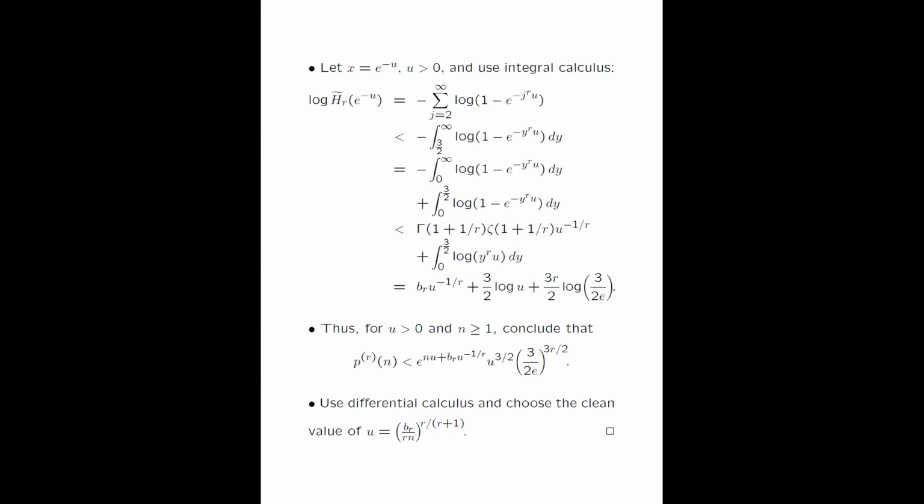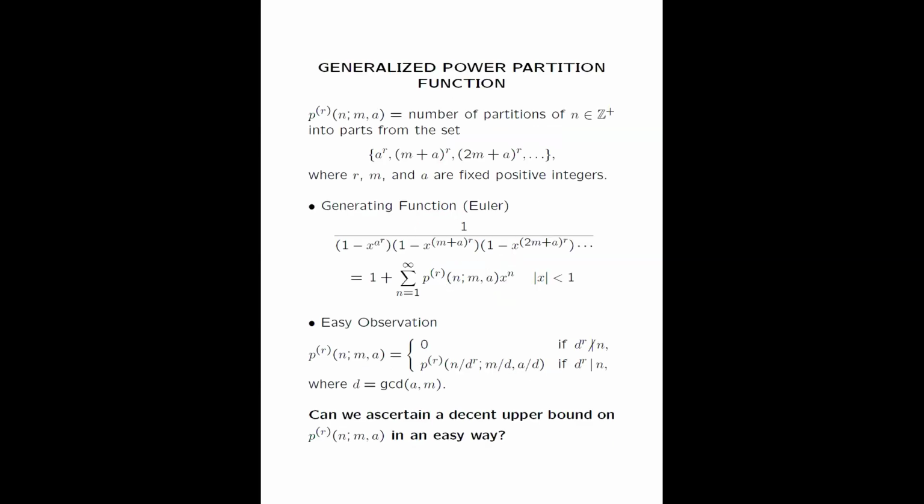Yes. Okay, so let's generalize it a bit. So here's the generalized power partition function, P super r of n, m, a. This is the number of partitions of the positive integer n into parts from the set a to the r, m plus a to the r, 2m plus a to the r, etc., where r, m, and a are fixed positive integers. Okay. The generating function, again, thanks to Euler, is what's given there.